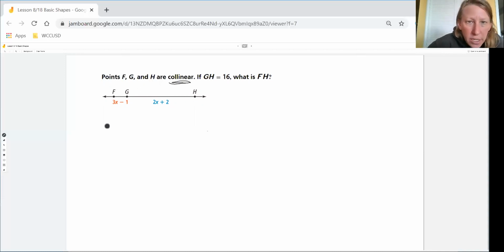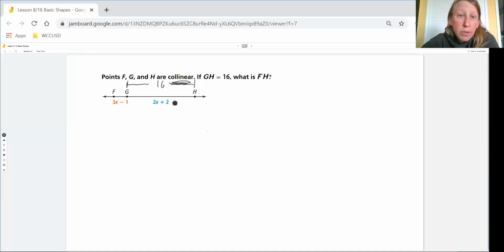Now it says that GH, from G to H, is 16 long. So the length of line segment GH, to get from G to H, is 16 steps. So what are we trying to find? We're trying to find FH. FH is longer, isn't it? So whatever my answer is has to be bigger than 16 or I did something wrong. So we have GH is 16. We're trying to find FH, which we don't know.